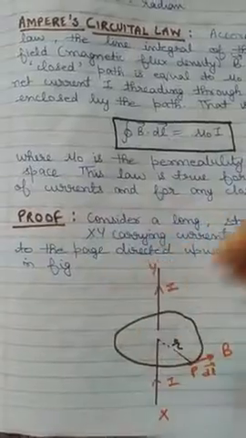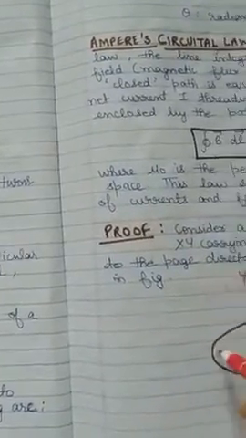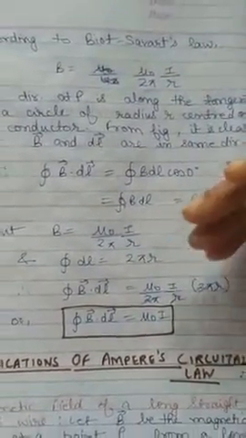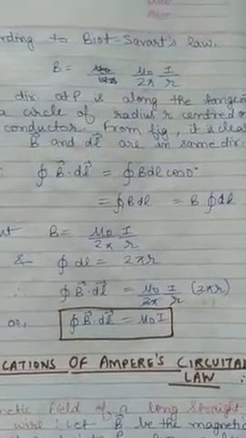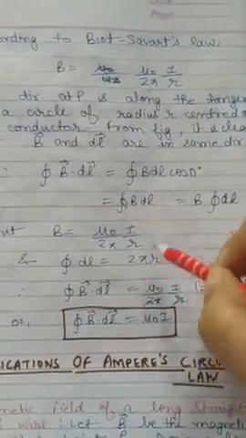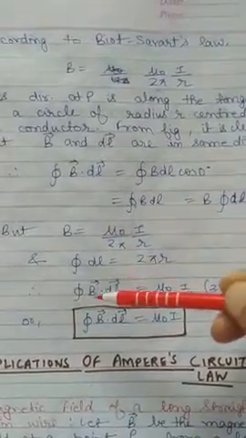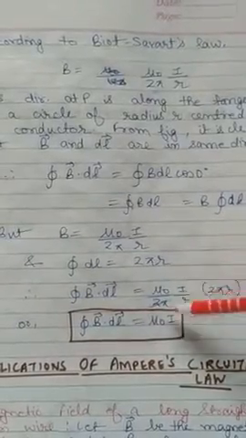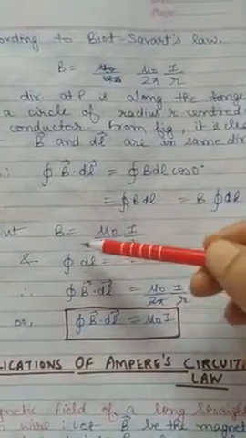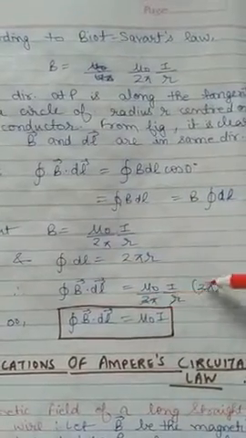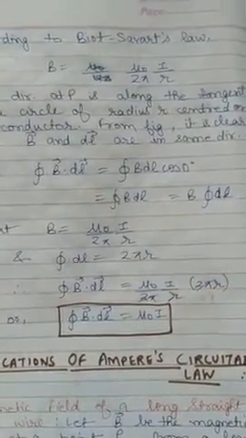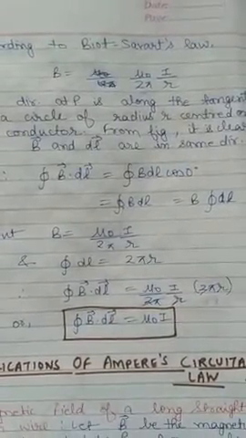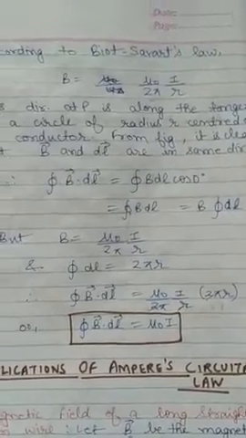So this will become B dl, and the line integral of dl on this circle will be the circumference. So this will be equal to 2 pi r. So the line integral of B dot dl will become equal to mu naught by 2 pi, I by r, the B value, times 2 pi r, which we get for the line integral of dl. So 2 pi and 2 pi will cancel out, r and r will cancel out. What you will get is the line integral of B dot dl equal to mu naught into I. So this is how we can prove Ampere's law.